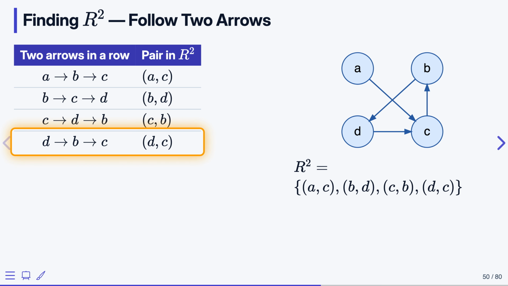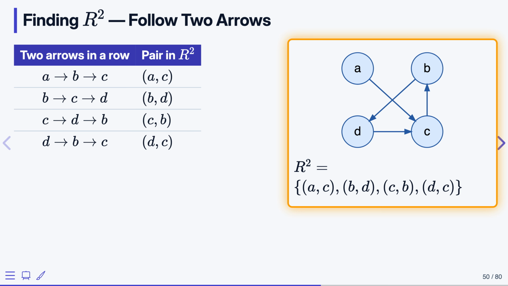Start at D, the first arrow takes us to B. From B we go on to C, so we get the pair DC. The picture beside the table shows these 4 new arrows. That is R squared.